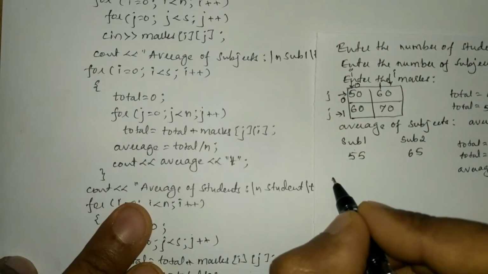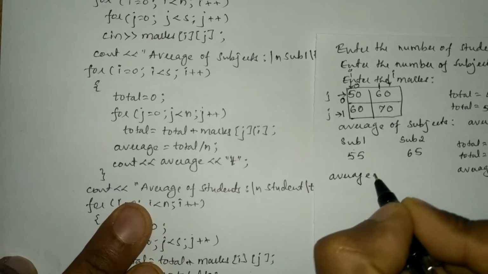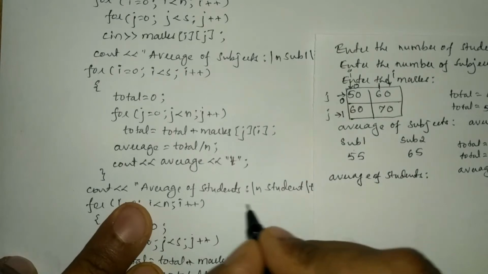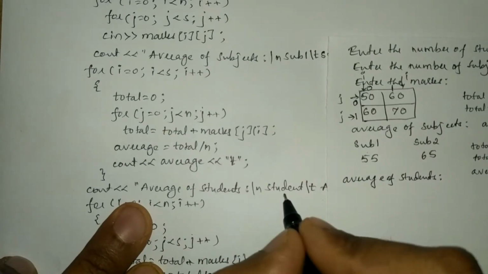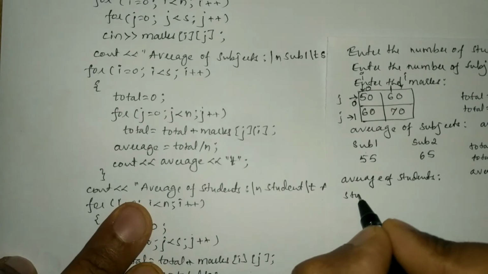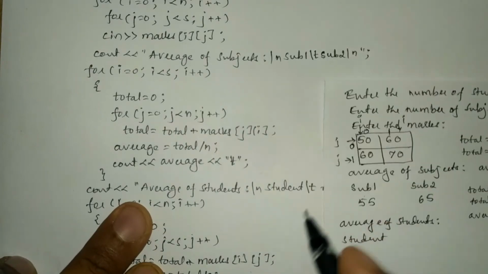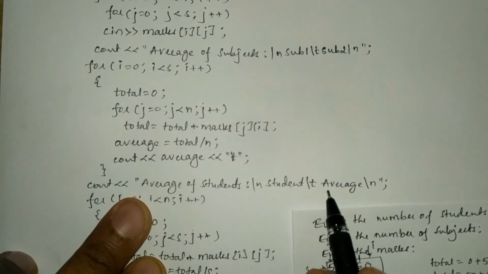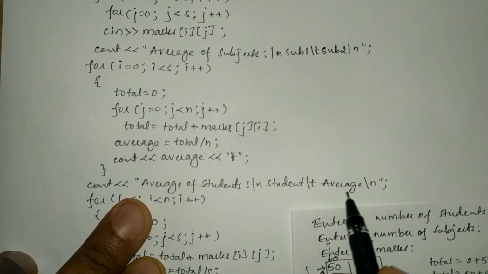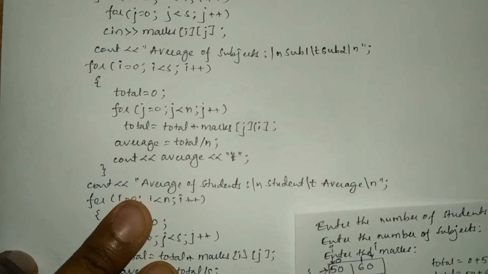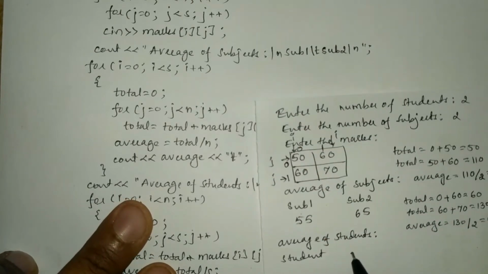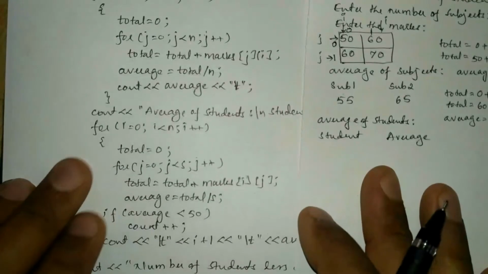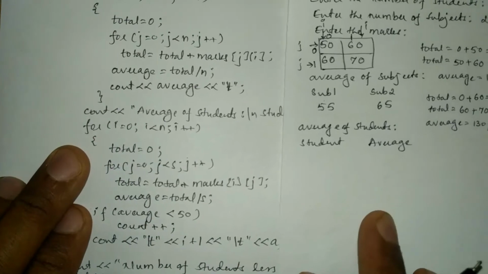So here I'm going to write average of students colon, and just because of this backward slash n, so cursor will come down and it is going to print student here. So I'm going to write student, and here you can see backward slash t. So it is going to provide the tab space, horizontal tab space, and it is going to print average and cursor will come down to the next line. So I'm going to write here student tab space average. So cursor will come down and we are going to go through this iteration.